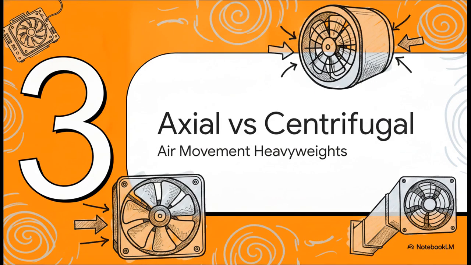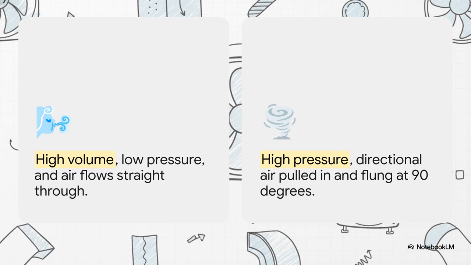All right, Section 3, Axial versus centrifugal fans, comparing the heavyweights of air movement. So, zooming out from household gadgets, let's look at the two main form factors used in everything from your desktop PC to massive industrial warehouses. On the left, we've got axial fans.